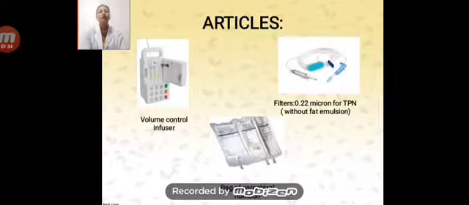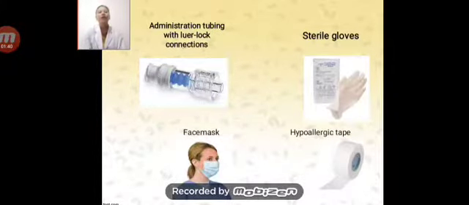So the articles required for this procedure are the volume control infuser, the filters, bag of parenteral nutrition, administration tubing with Luer lock connections, sterile gloves, face mask, and hypoallergenic tape.